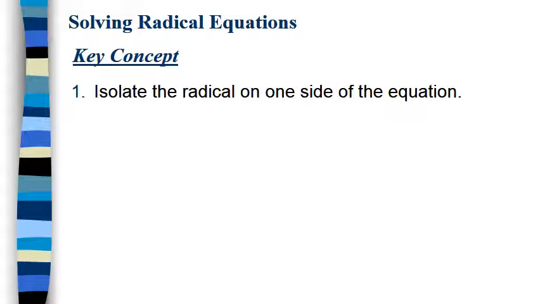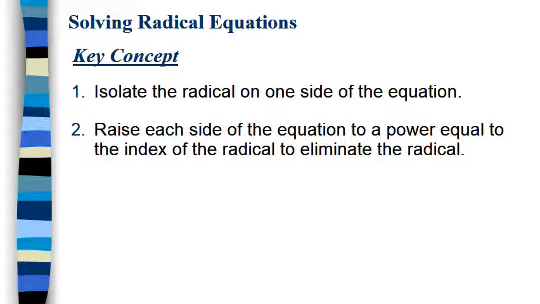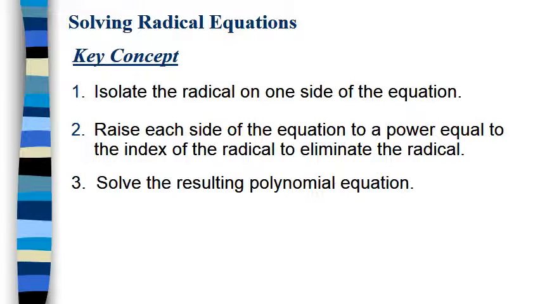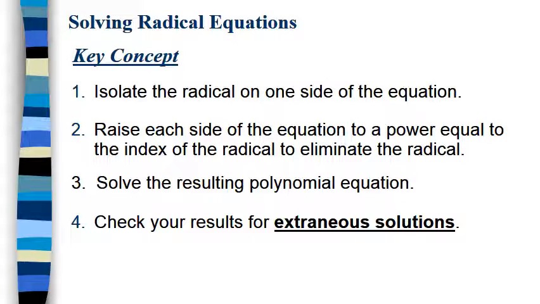Okay, so the first thing we're going to do is make sure that we isolate the radical on one side of the equation. Then we're going to raise each side of the equation to the power equal to the index of the radical, so that we eliminate the radical. We're going to solve the resulting polynomial equation. And then we're going to check our results for extraneous solutions.